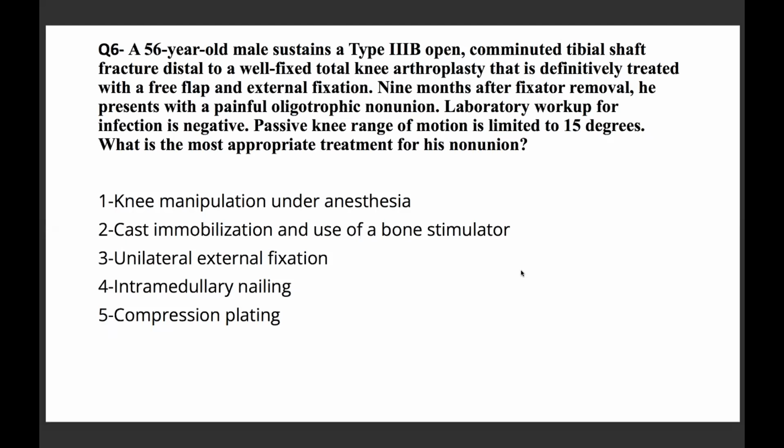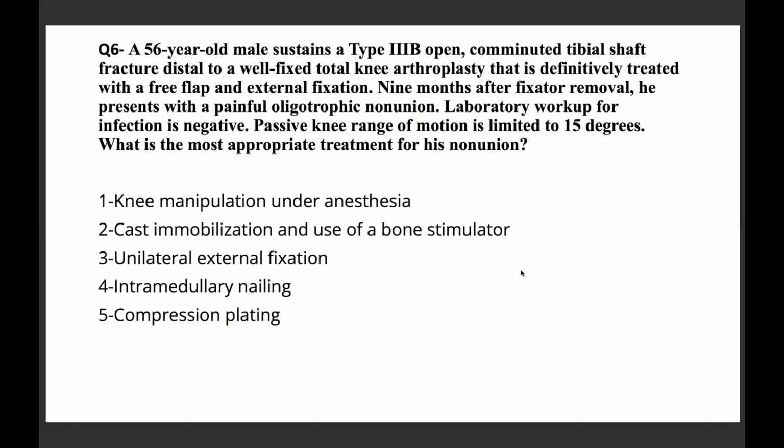Intramedullary nailing or compression plating are the real, true options that we can handle. However, let's think about it. Can we nail when there is a tibial tray? Is it possible to nail when there is a tibial tray? Theoretically, you might be able to get away with it if you have a very anterior starting point. However, in reality, it's not an easy option. It can be done, but it's not easy.